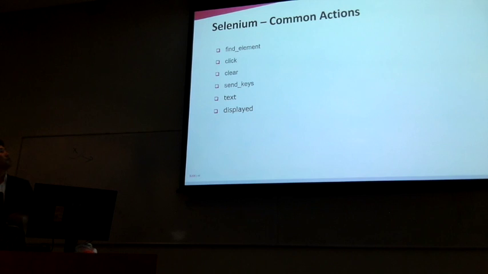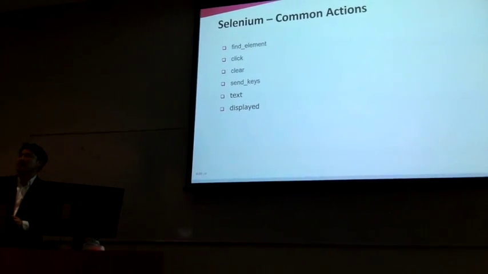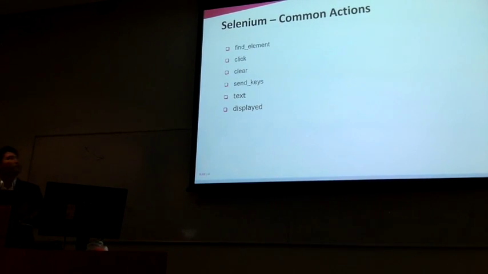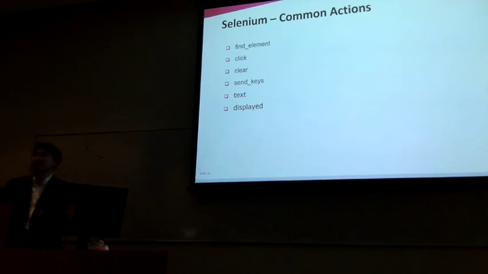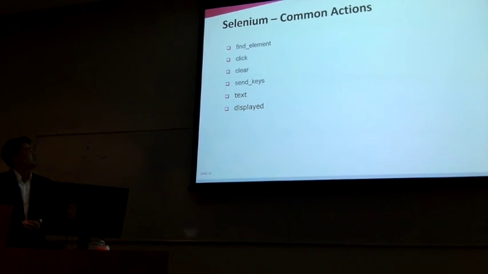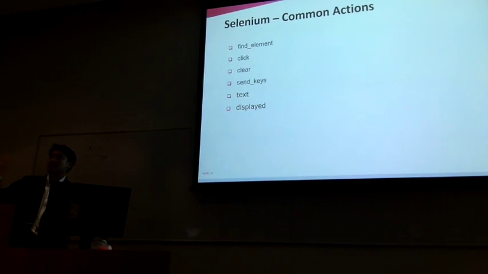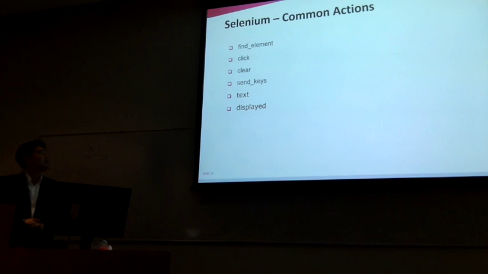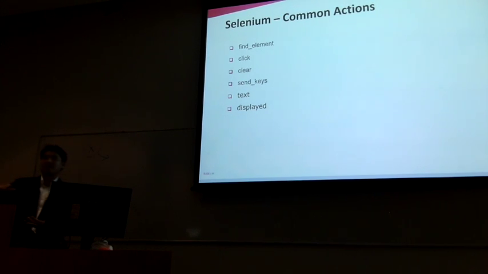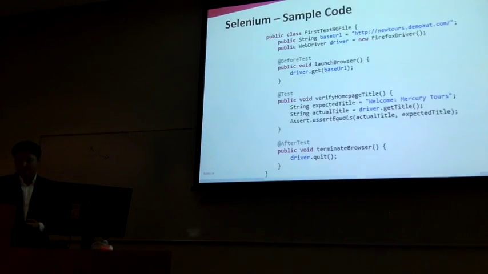Clear means you delete the text in the field. Click means you click the mouse button. If there's a button on the web page, you can find the element and then click on it. Text is if you want to retrieve some of the text on the web page, you can use that command. Is displayed checks if the element is actually displayed or present on the web page. So here is some of the Selenium code.